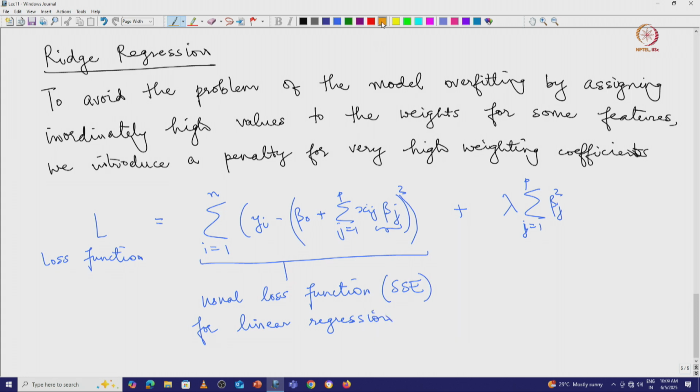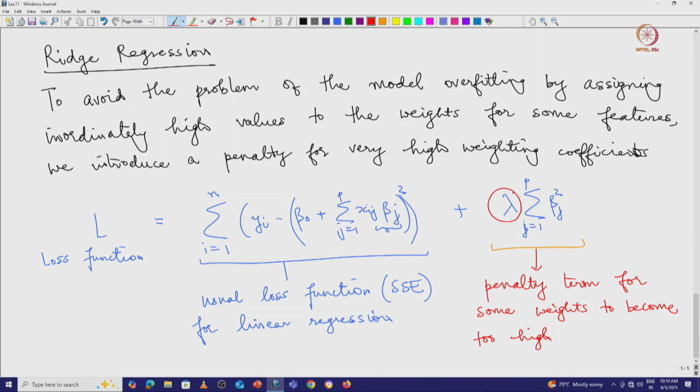And what we have done here is we have introduced a penalty term for some weights, to prevent some weights from being too high. Now what is this lambda that we have introduced? It has a name, it is called the regularization parameter.